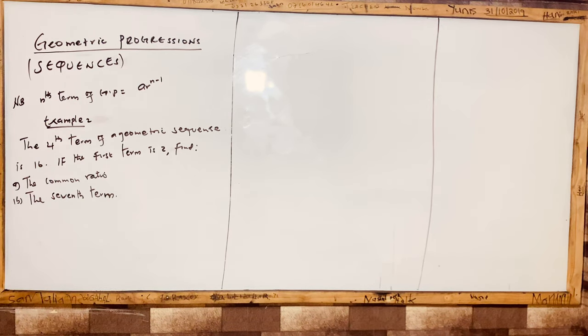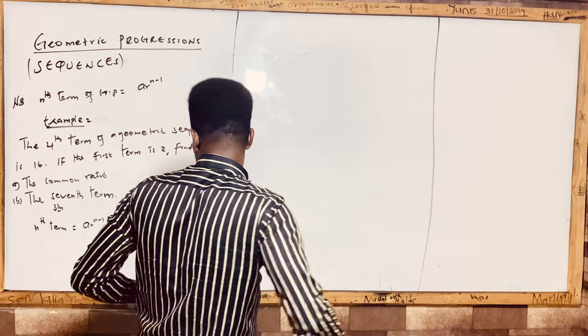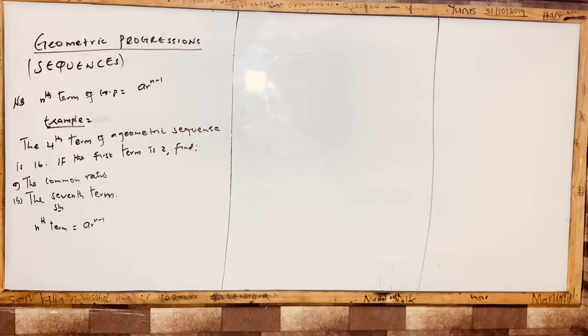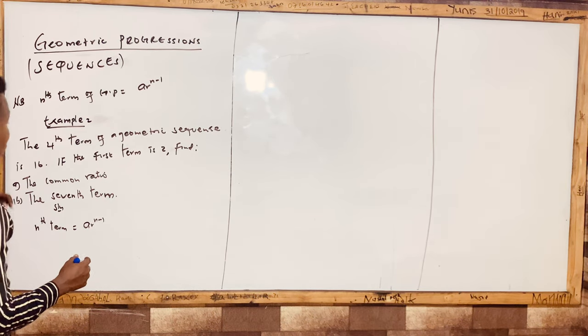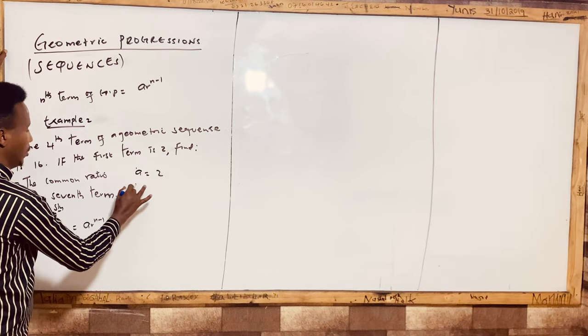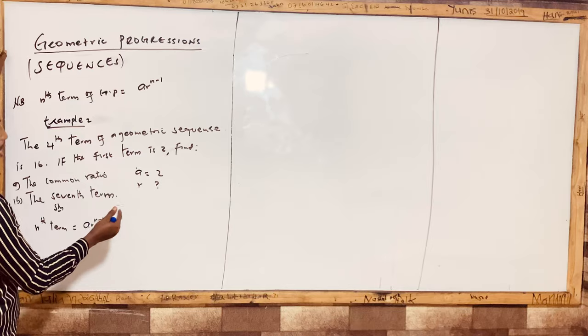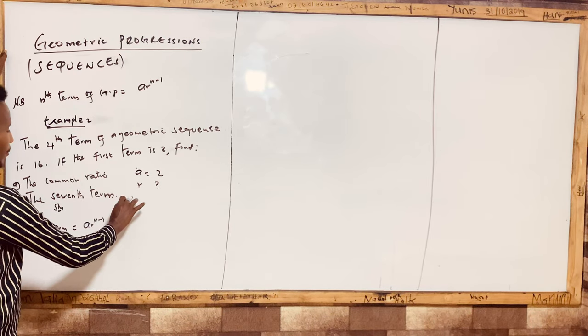Look at this question. How are you going to solve such a question? Because we know that when we come to the solution, the nth term of any GP is gotten as a r power n less 1. So in this situation, you're told the fourth term of a geometric sequence is 16. If the first term is 2, so a is 2, r is under question mark, but the fourth term is 16.